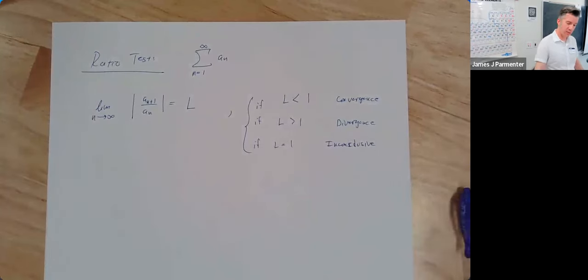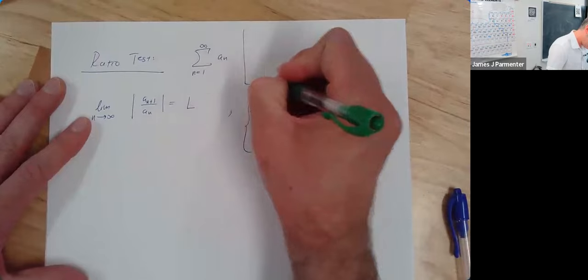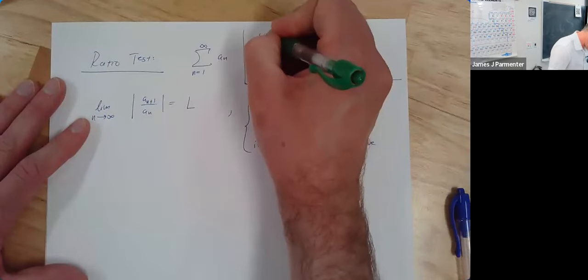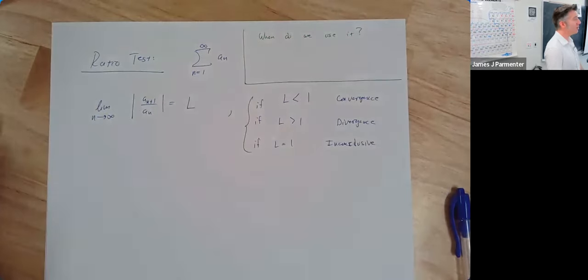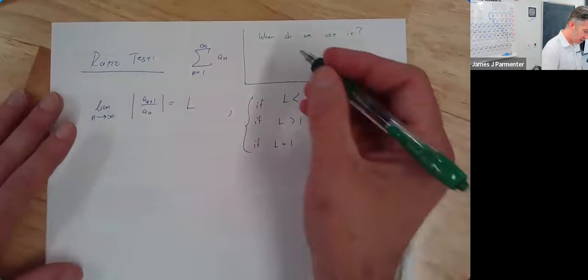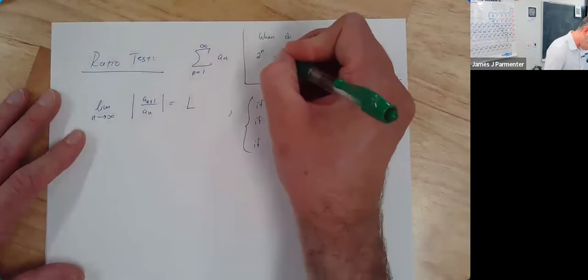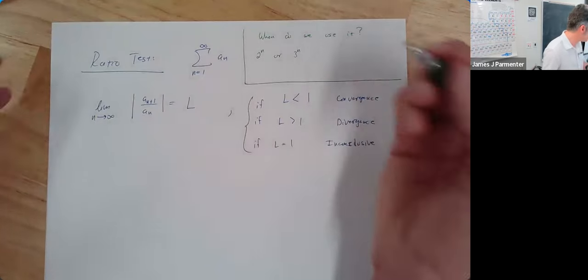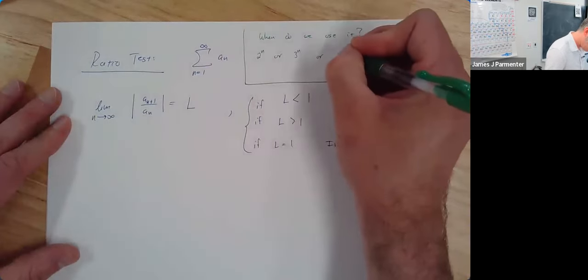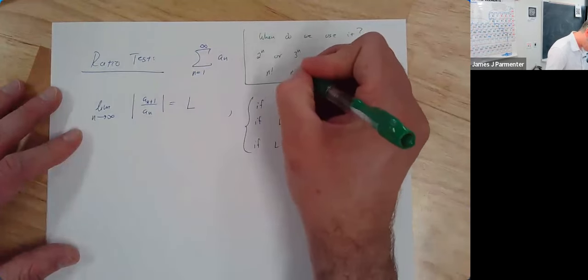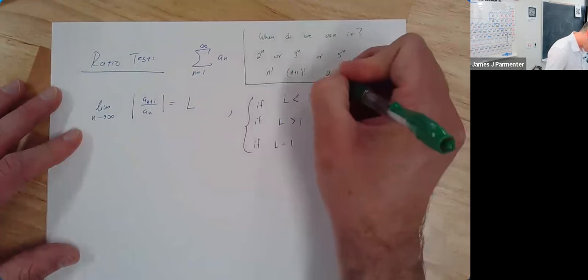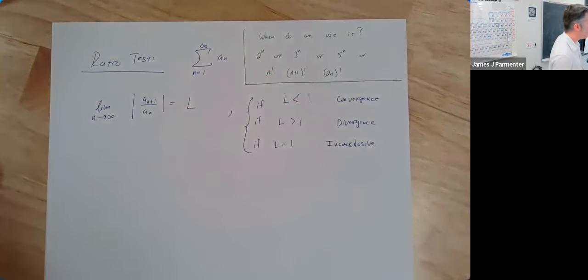The more important thing I want to point out is, when do we use the ratio test? Well, technically, you can use it whenever you want, but the time it's going to work the best is if you see something like 2 to the n, or 3 to the n, or something to the nth power, or any sort of factorial. You see anything like that, those are excellent times to use the ratio test.